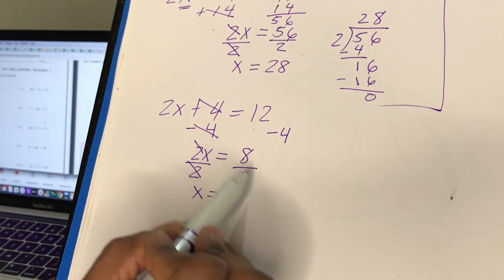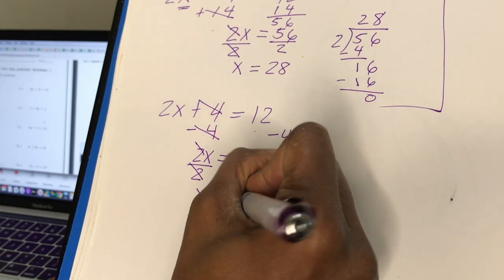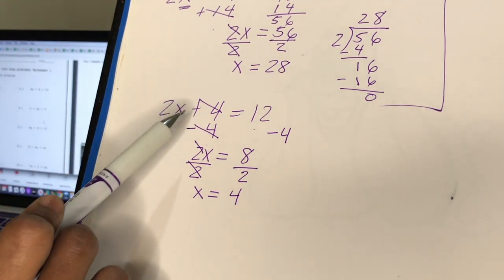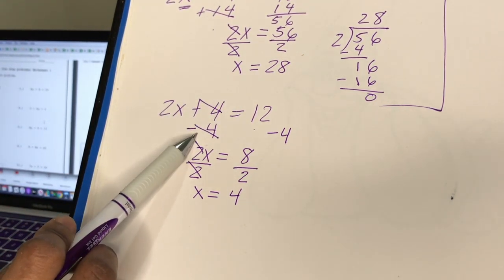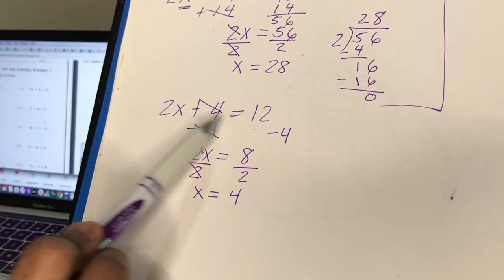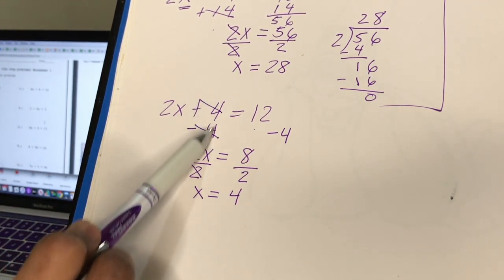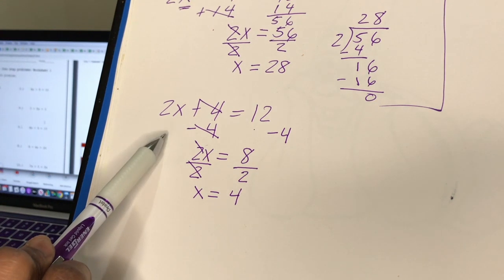X equals 8 divided by 2, which is 4. Okay, so that is a two-step problem. So you first have to subtract because you have addition. The opposite of addition is subtraction. So we're going to subtract the 4 so that we get 2x by itself.